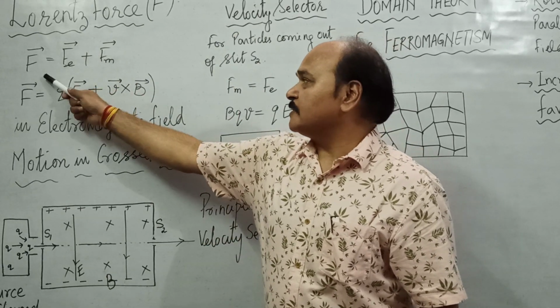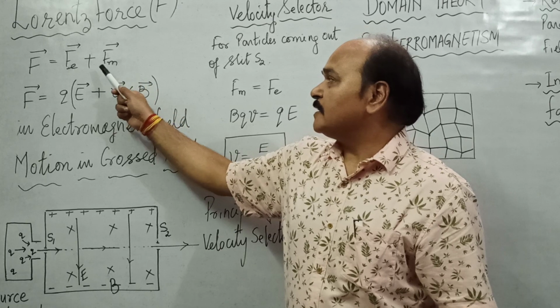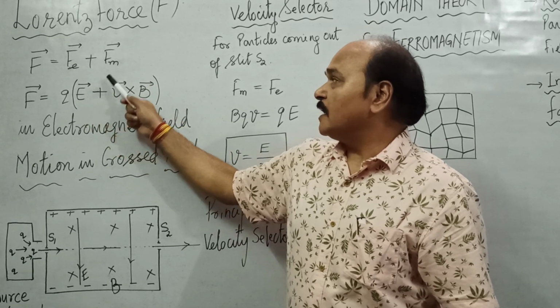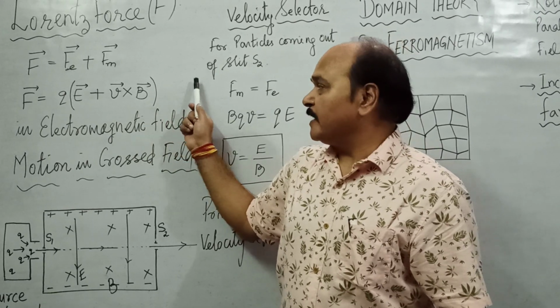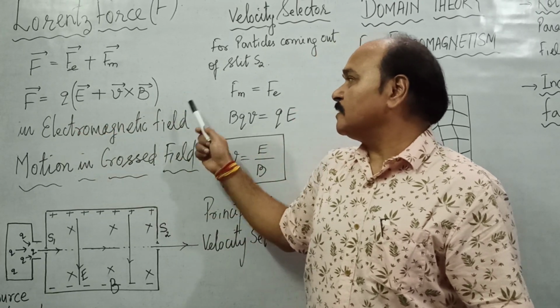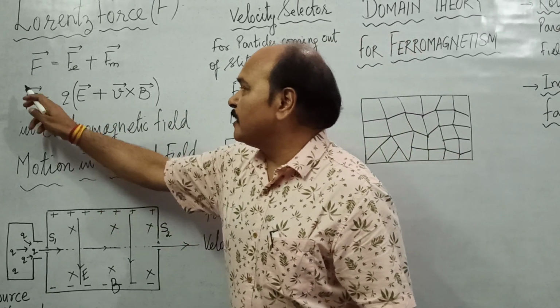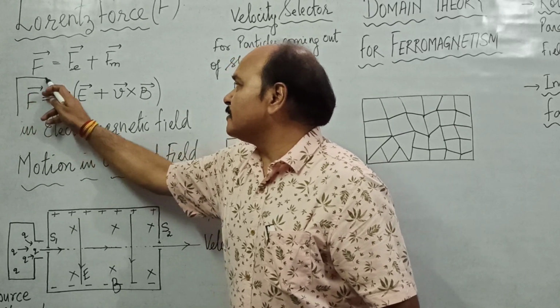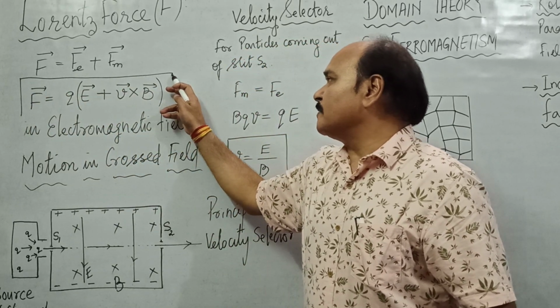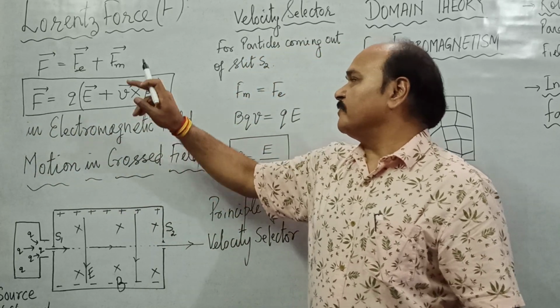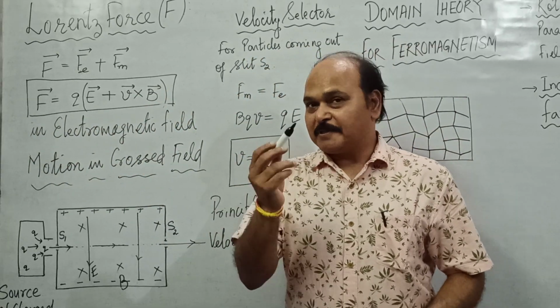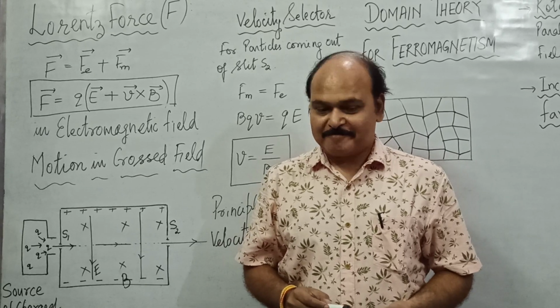So what is Lorentz force? Fe plus Fm. Fe is Qe and Fm is what? Q times V cross B. And if we add the two, this Q comes out common, and we get the value of force as F is equal to Q times (E vector plus V cross B vector). Remember, this is the force in an electromagnetic field.